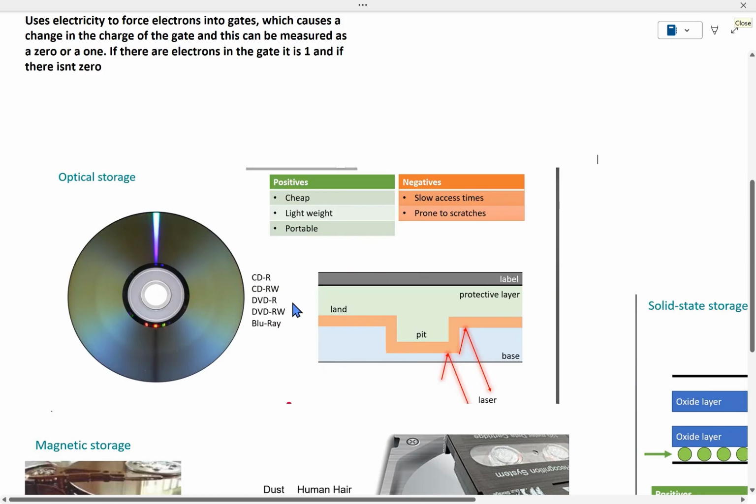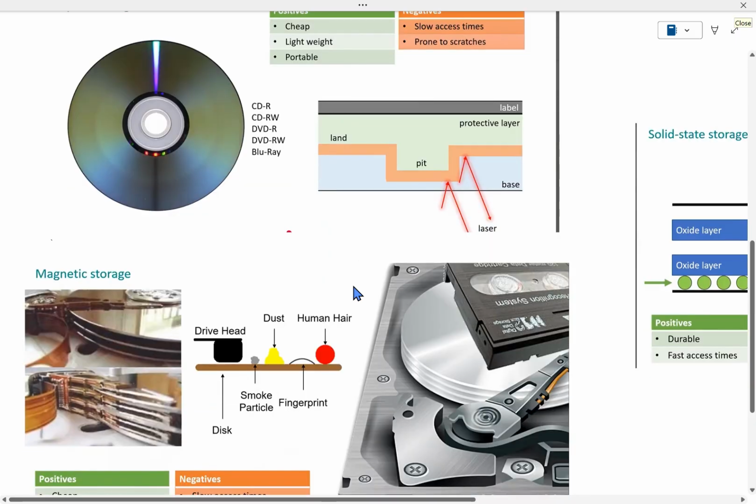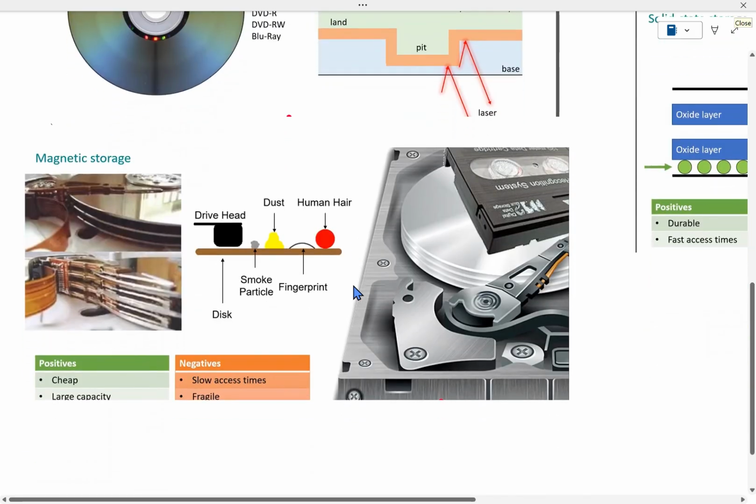The second one we're going to move on to is magnetic storage. Magnetic storage uses magnetic fields to magnetize small individual sections of the metal spinning disk. Each section represents a bit: a magnetized section represents 1, and a demagnetized section represents 0. As the disk is spinning, the head reads and writes. The drive head is very small, as you can see in comparison to a human hair or fingerprint, to read all those small ones and zeros.